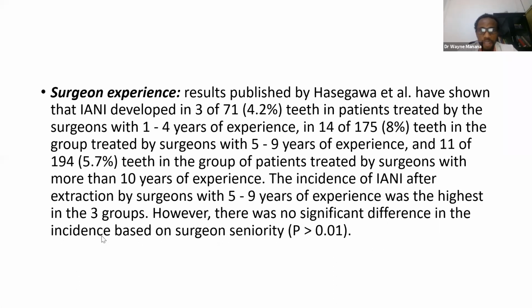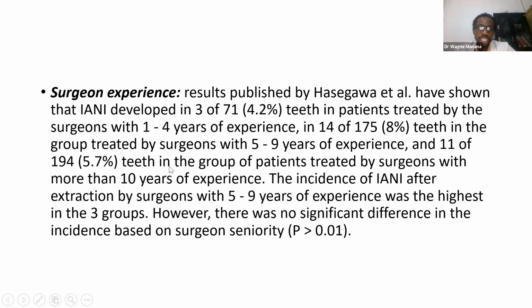Surgeon's experience. This is a very interesting publication, and they have shown some paradoxical results, where inferior alveolar nerve injury developed in 3 out of 71 teeth in patients treated by surgeons with 1 to 4 years of experience. And then the complication rate sort of increased for surgeons with 5 to 9 years of experience.